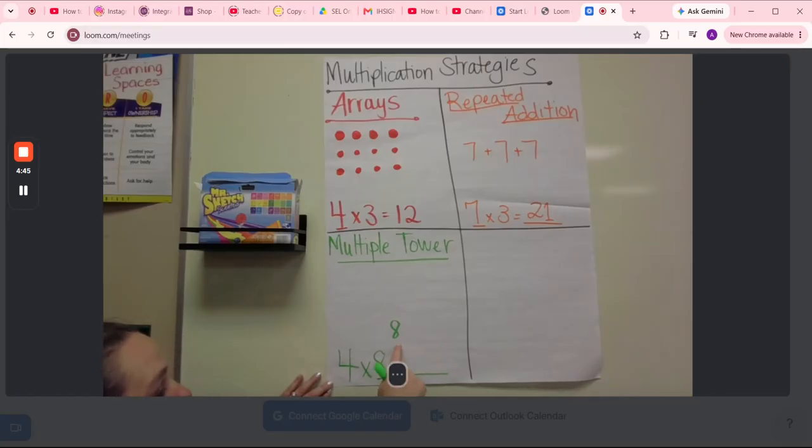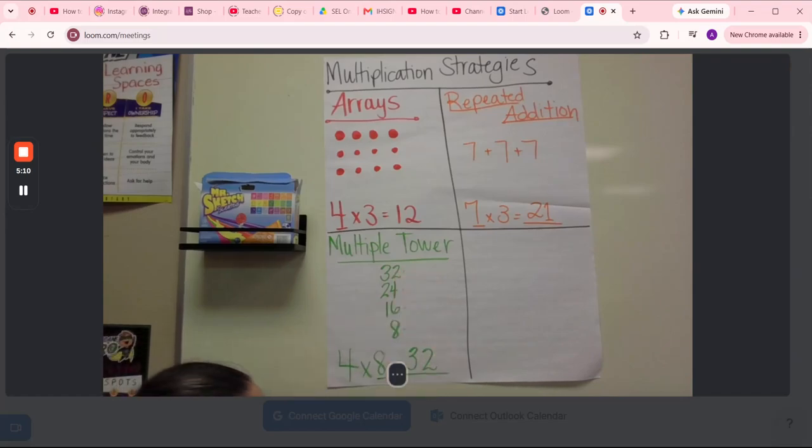Then we count, if that's the number we're going to count by, this number tells me how many factors I need. So 8 plus 8, count that out to 16, plus 8 more, count it up to 24, plus 8 more, we count up to 32. And how I know if I keep going or not is the other number tells me I had to count 4 times. So 1, 2, 3, 4. So 32 must be my answer product.